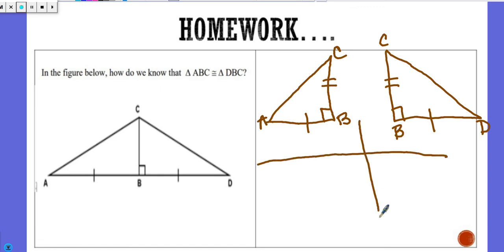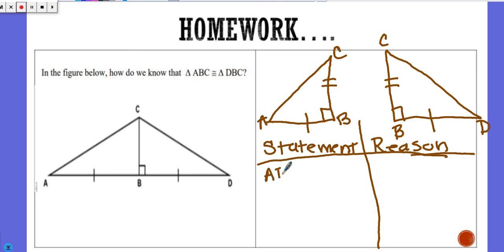If I go down, I have my picture up here. We're going to have our statement and then our reason. The given is going to be what's already marked on the picture. So we're going to say that AB, line segment AB, is congruent to line segment BD because they gave us that.